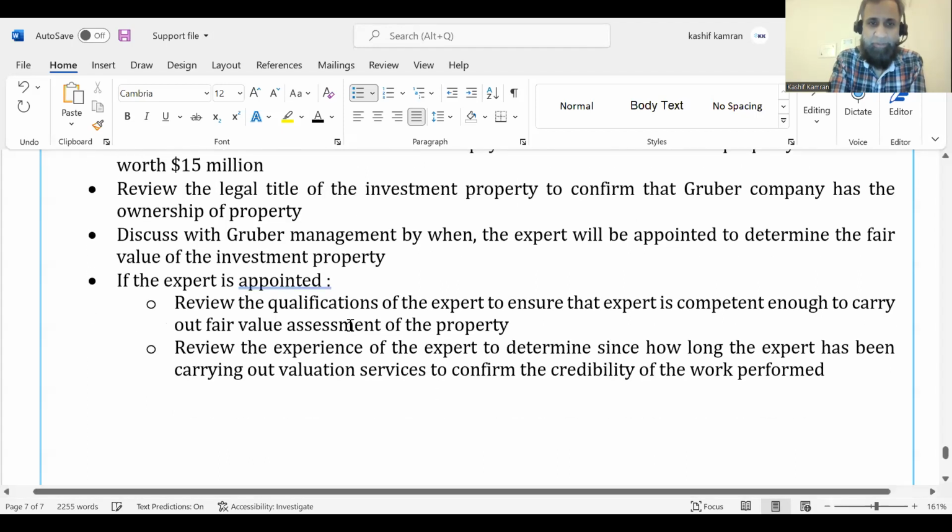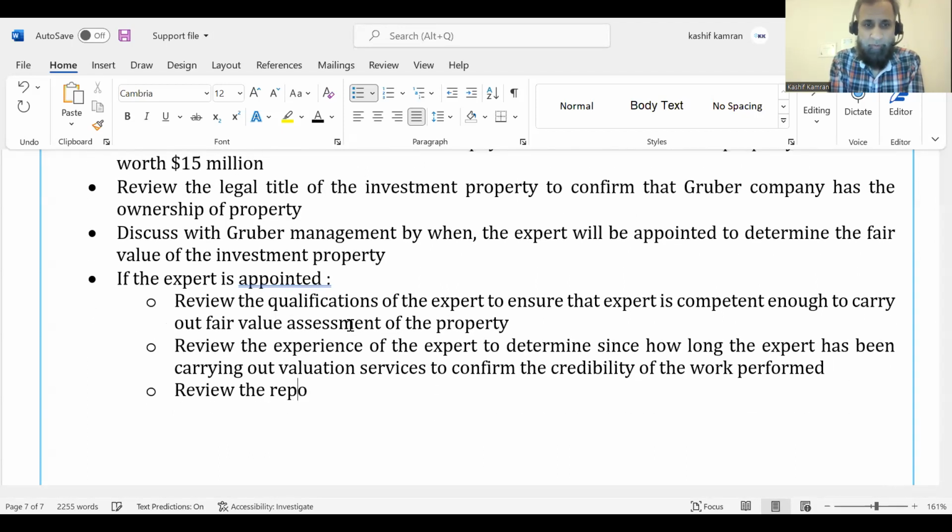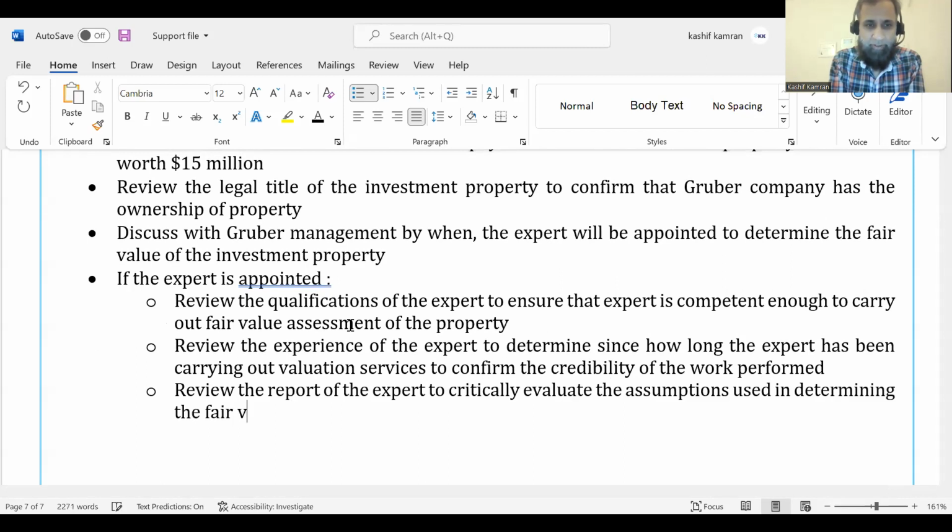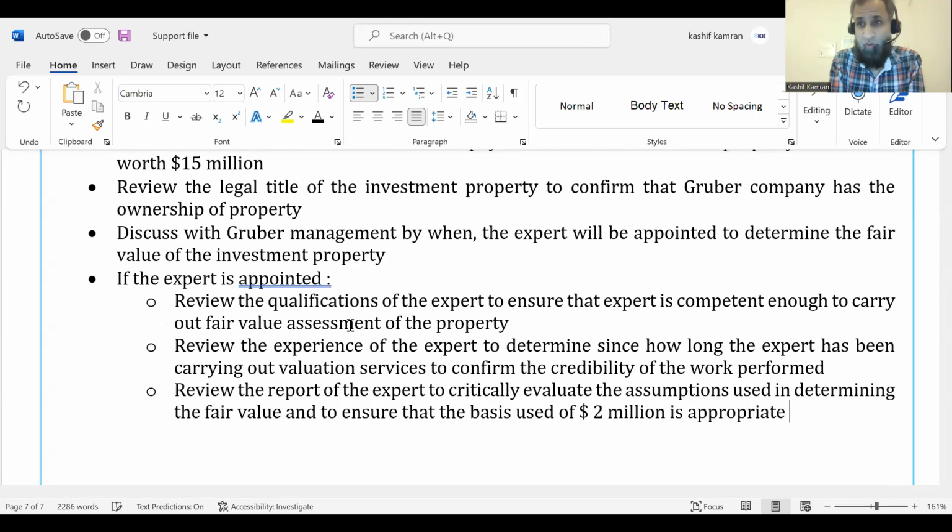So you need to look at the experience and qualification, review the report of the expert to critically evaluate the assumptions used in determining the fair value, and to ensure that the basis used for $2 million is appropriate. See, we've done procedures on expert. We looked at the report of an expert. We look at the experience, look at the qualification. These are procedures from ISA 620 using the work of an expert.